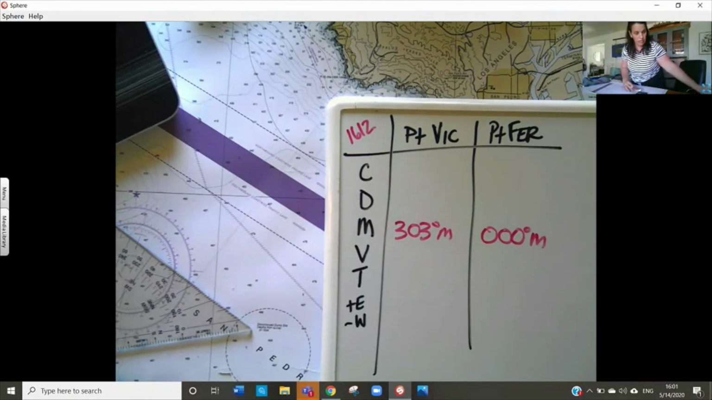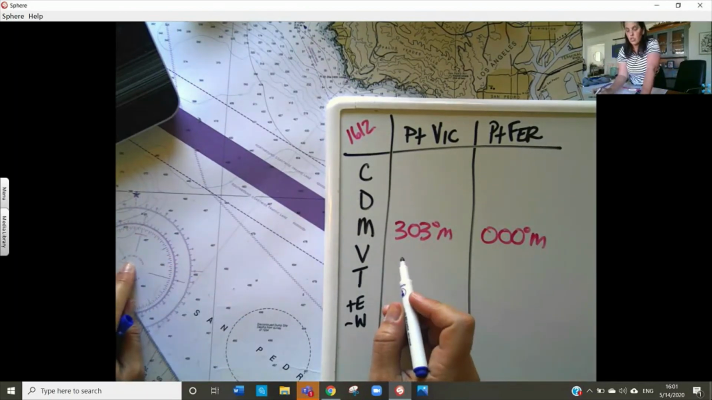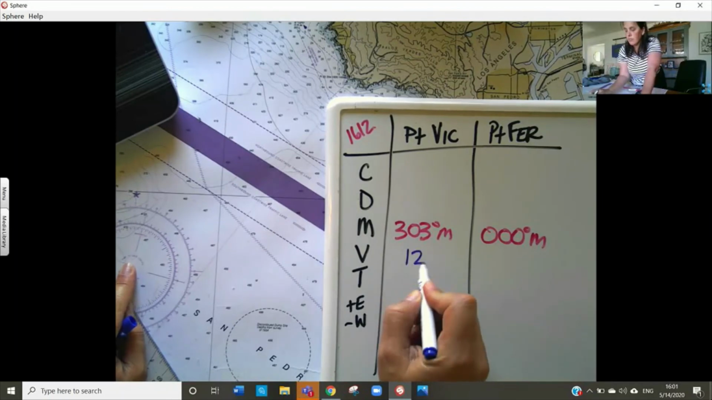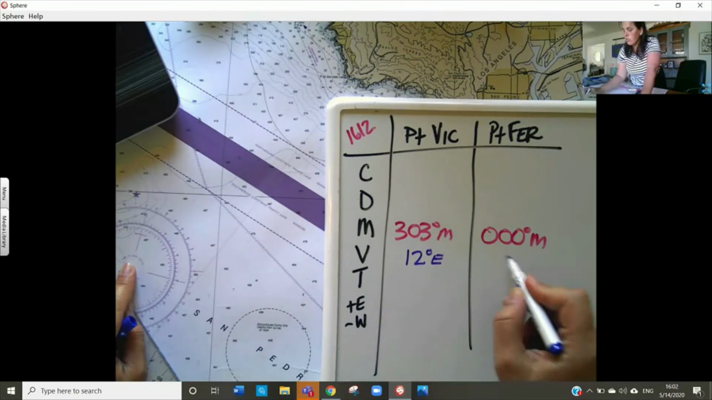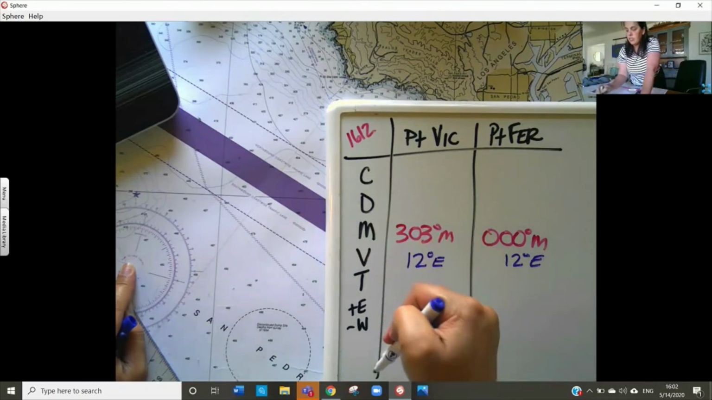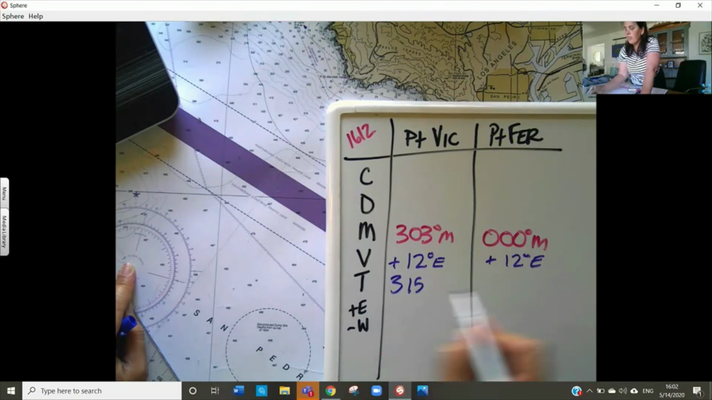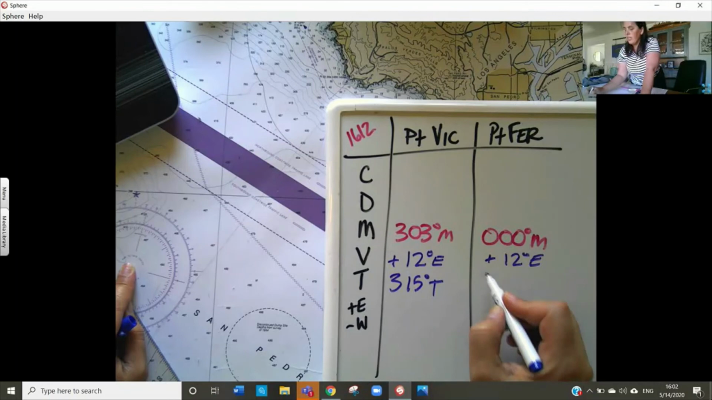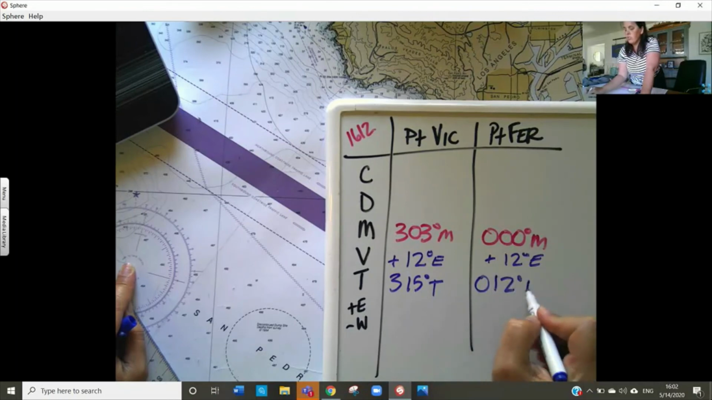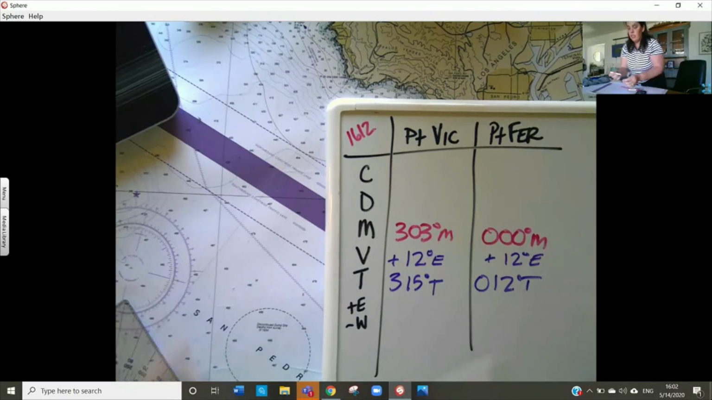So to convert them to true, we need to apply our variation. Our variation is 12 east. We get that from the compass rose. And if we're going from C to T, or M to T, we're going to be adding east. So we have a true of 315 true, and a 012 degrees true. So those are our bearings from Point Vicente and Point Fermin. So let's plot those.